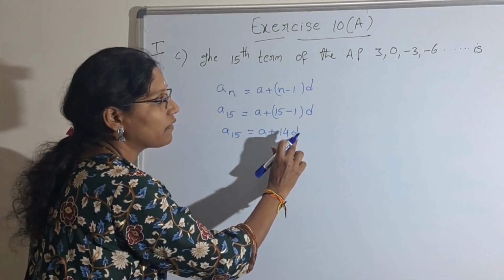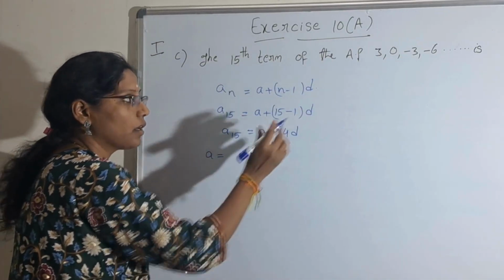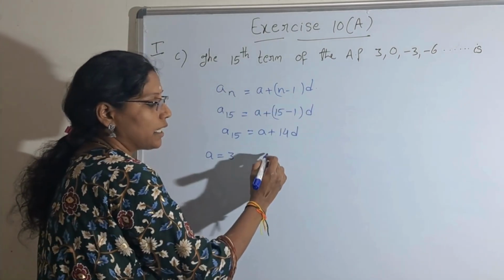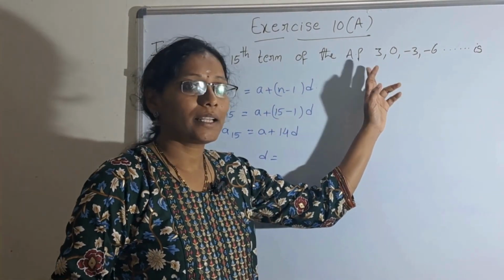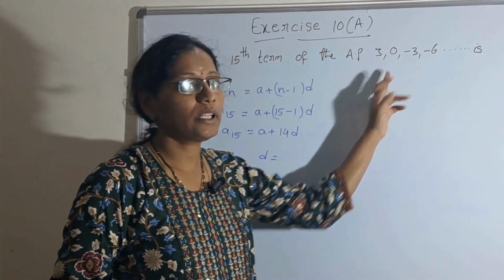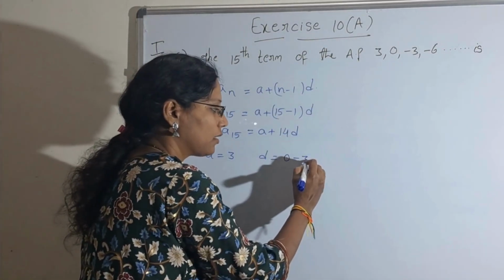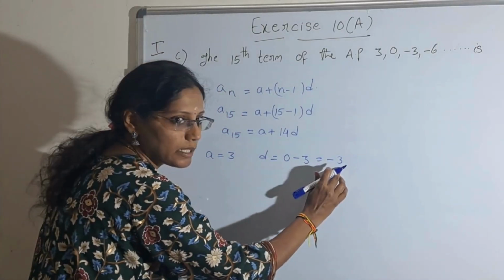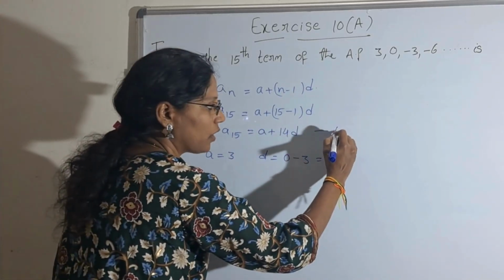Here the A value and D value we have to find out from the series. How to find the A value? The first term is A. A equal to 3. Next, how to find the D value? D is the common difference, second term minus first term. What is the second term here? 0 is the second term, minus first term 3, minus 3. Common difference is minus 3. Substitute in this equation.